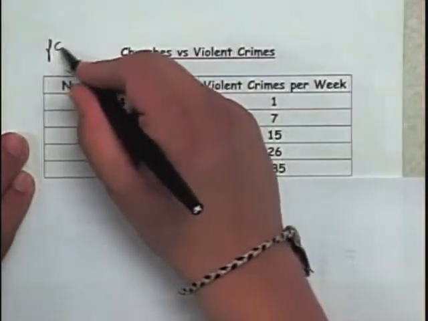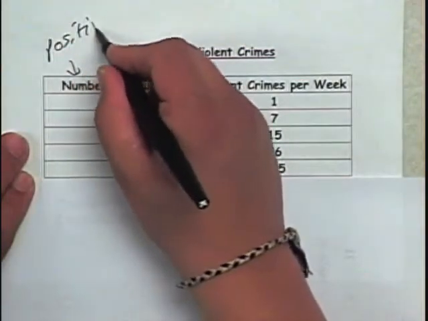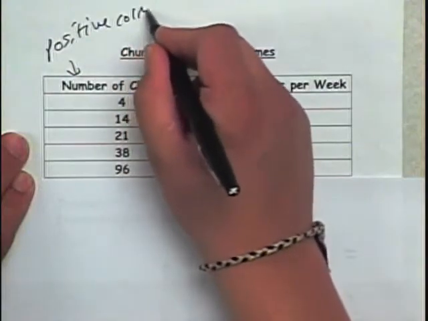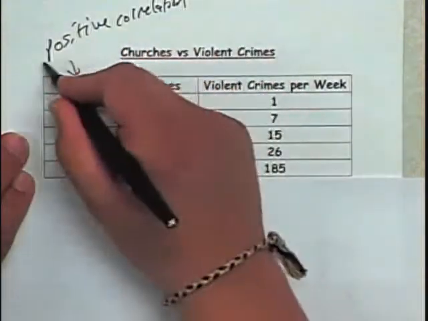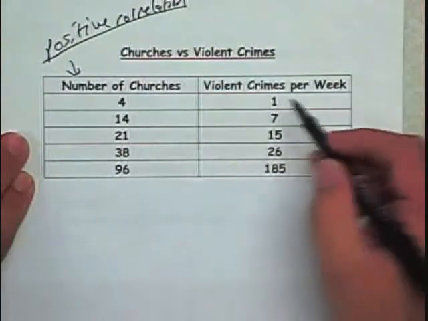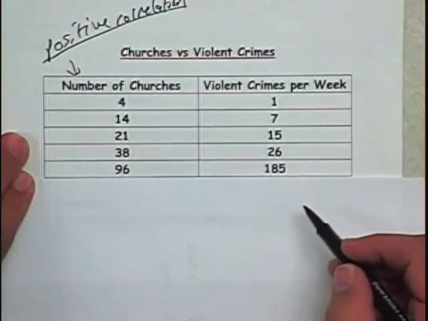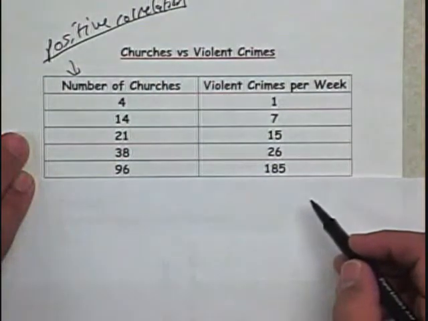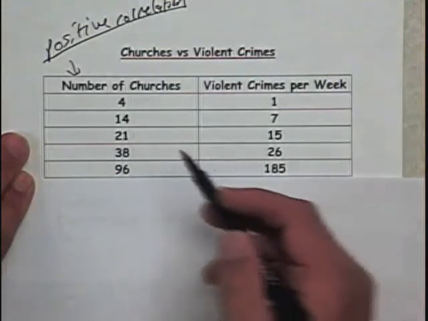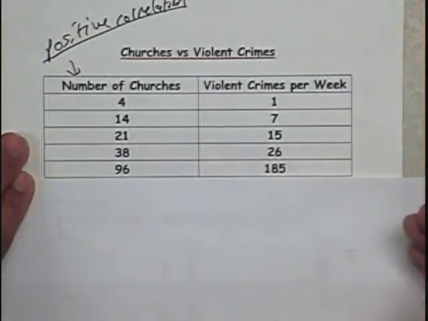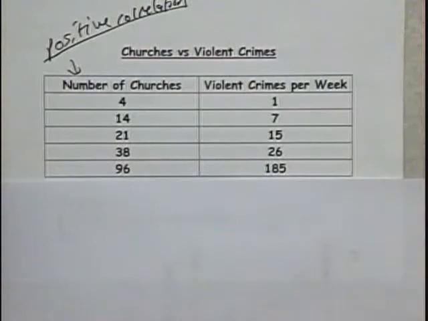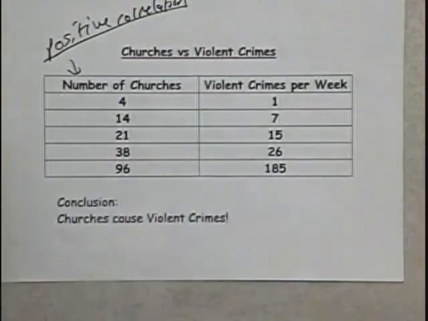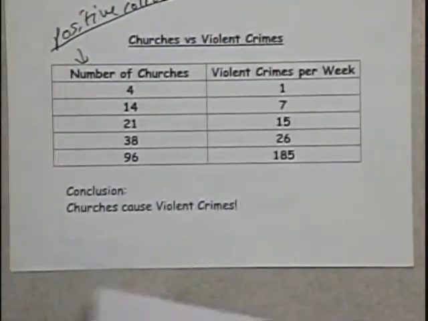And this would be a positive correlation. So it seems like there's a positive correlation between these variables. As one increases, the other one also increases. Okay? So he looks at this now. This seems somewhat counterintuitive, but it looks like, according to his data here, churches cause violent crimes.